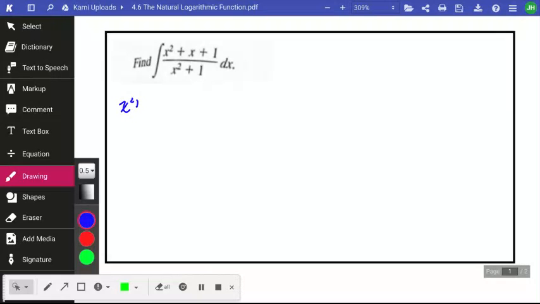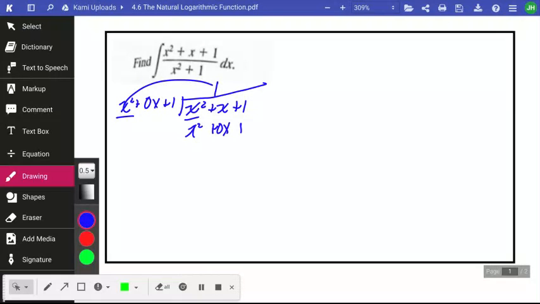So I'll do x squared plus 0x, we need a placeholder there, plus 1. And see how that goes into x squared plus x plus 1. So you have to ask yourself, what am I going to multiply this x squared by to get this number? And the answer to that is 1. And so I'll have 1 times x squared, you got to distribute it, is x squared. 1 times 0x is 0x. 1 times 1 is 1.